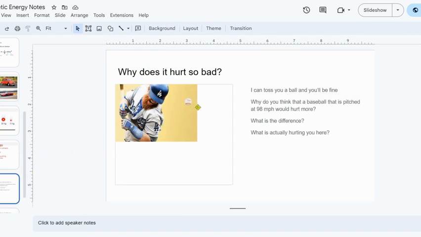Why does it hurt so bad? So I've got this baseball player. He's about to get hit by this baseball. Why would it hurt worse if it's pitched or thrown at you really fast? Well, the speed goes up. If the speed goes up, then we're going to have a lot greater amount of energy.